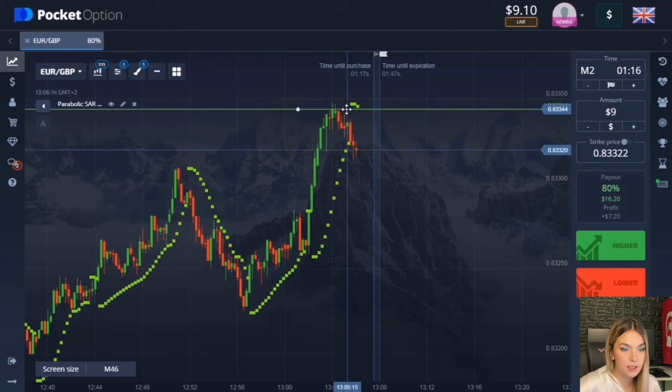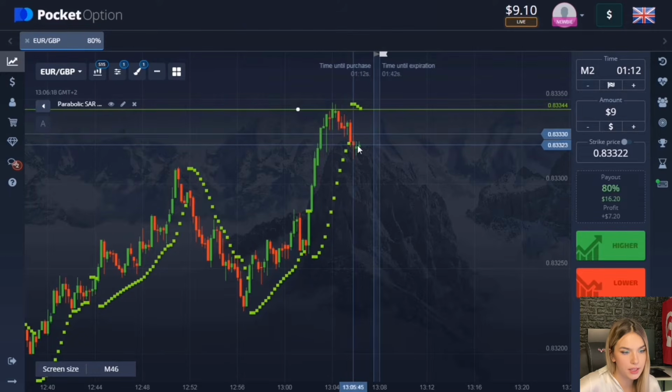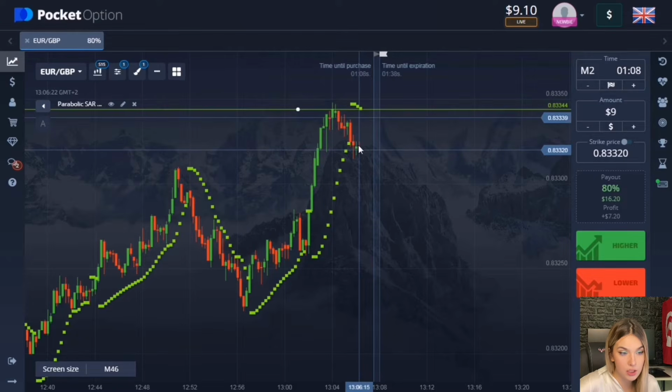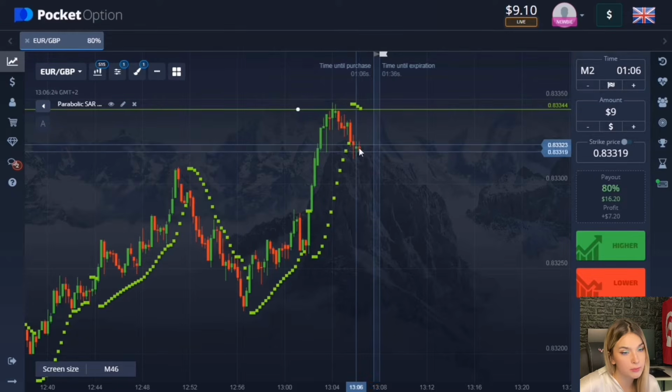We also see that at the moment there is a pullback down. I also pay attention to the hint of our indicator. It tells us that the downside movement is expected in the near future. In this situation, I propose to open a deal for just 1 minute for a decrease.